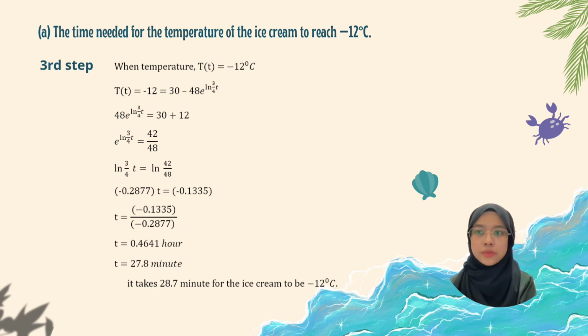We get negative 0.2877t equal to negative 0.1335. To find t, we divide negative 0.1335 by negative 0.2877, and t we get 0.4641 hour. We change it to minutes and we get t equal to 27.8 minutes. So the final answer is it takes 28.7 minutes for the ice cream to reach negative 12 degrees Celsius.